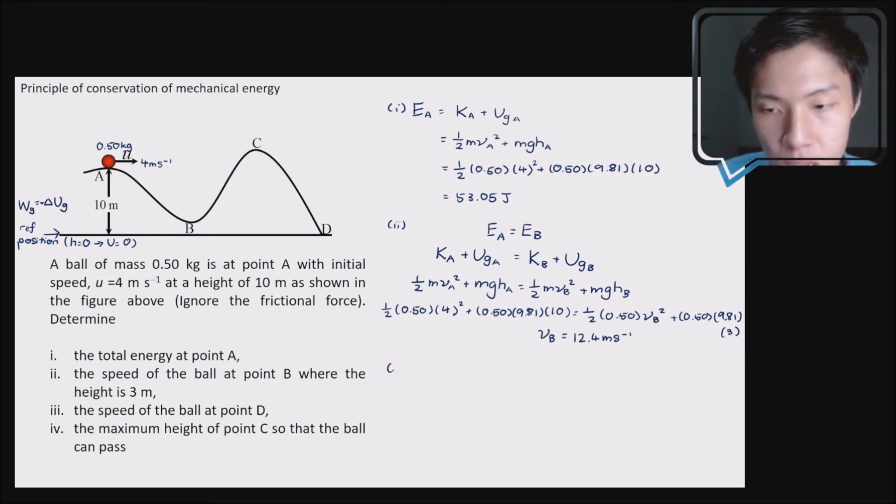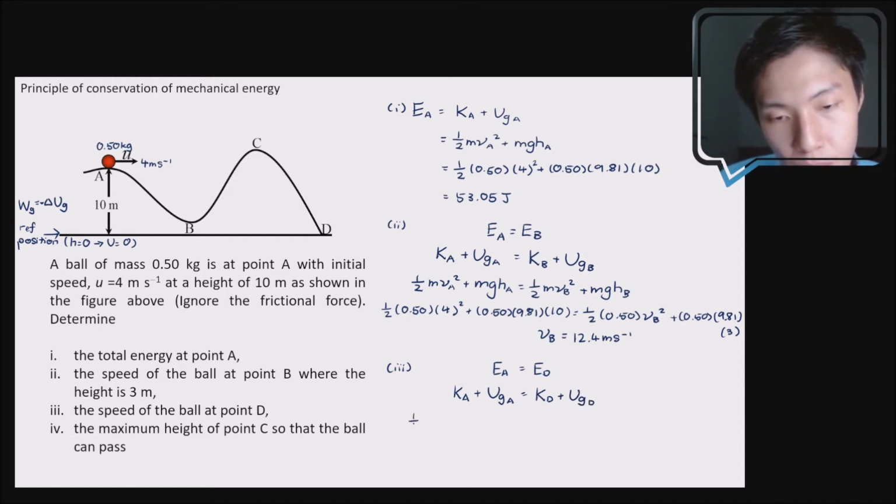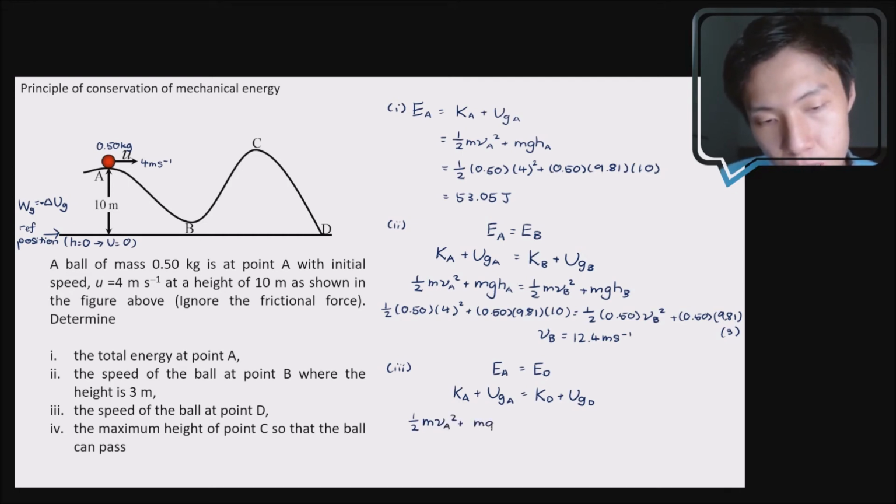Okay, so question 3. I'll be taking position A and I'll compare it with position D. So again, it will be kinetic energy at point A plus gravitational potential energy at point A equals to kinetic energy at point D plus gravitational potential energy at point D. Then it becomes half mVA squared plus mg height at point A equals to half mVD squared plus mgh at point D.